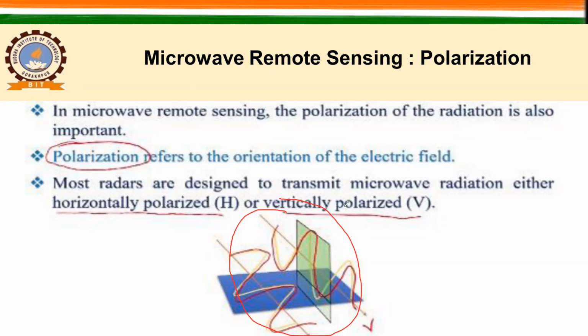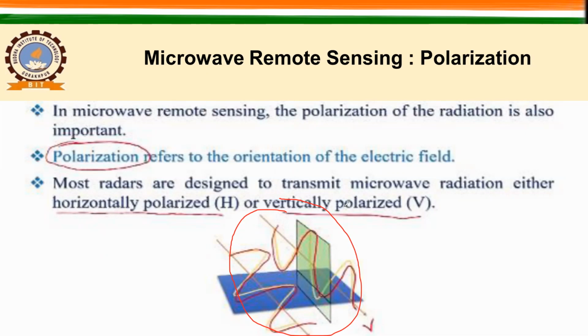Polarization refers to the orientation of the electric field, and most radars are designed to transmit microwave radiation either horizontally polarized or vertically polarized. I have a figure here. You can see the active microwave radar sensors illuminate the surface by emitting light in the microwave region, and the electric field is managed so that they use either horizontally polarized or vertically polarized light.